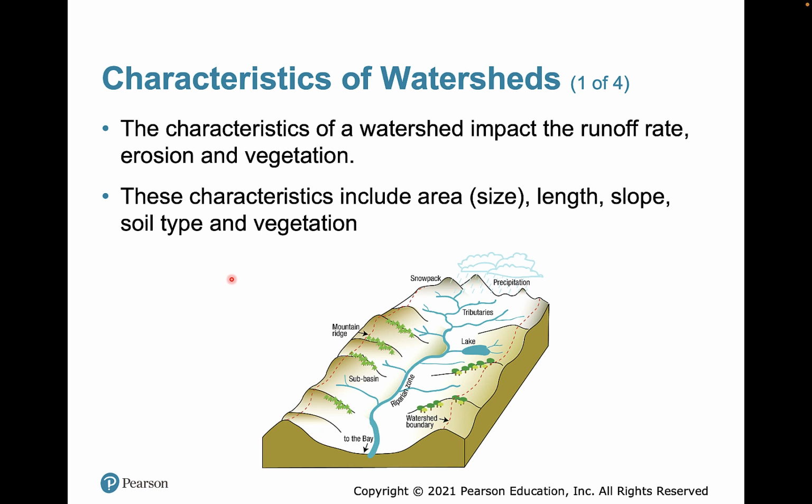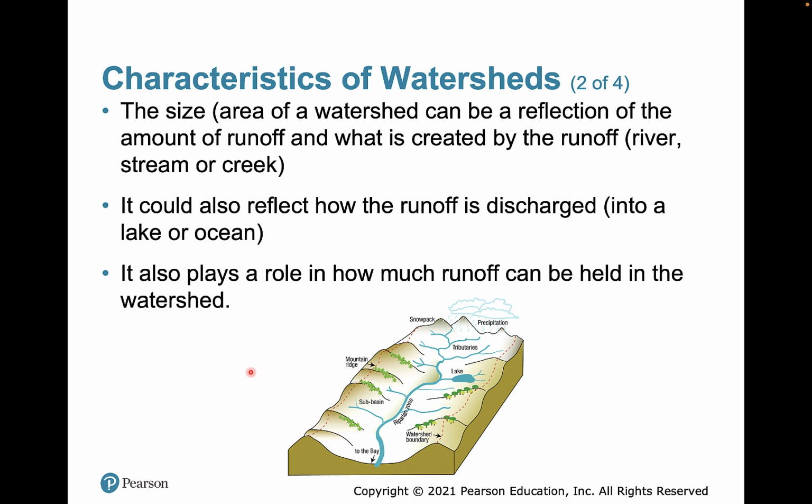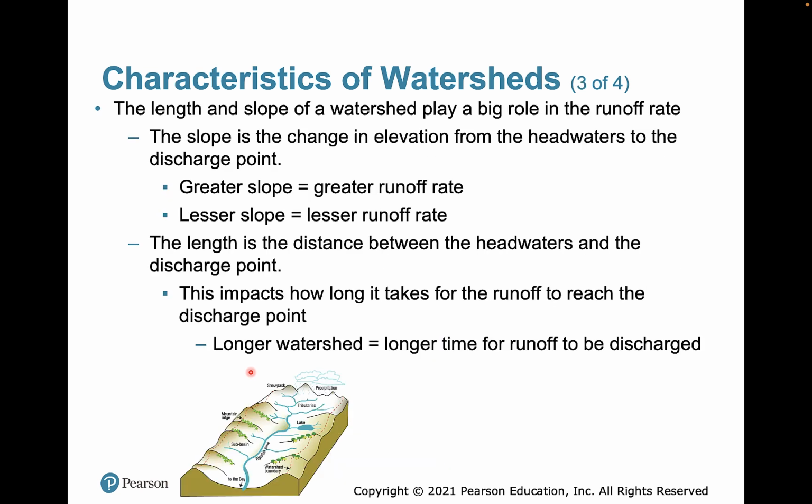So if we look at characteristics of a watershed, they impact the runoff rate, the erosion and vegetation that exists in that watershed. It's the area or size, the length, the slope, the soil type, and the vegetation. So the size or the area of a watershed can be a reflection of the amount of runoff and what's created by that runoff, rivers, streams, or creeks. It can also determine how the runoff is discharged into a lake or an ocean. And it also talks about how much runoff can be held within the watershed. The bigger the area of the watershed, the more runoff it's going to hold.